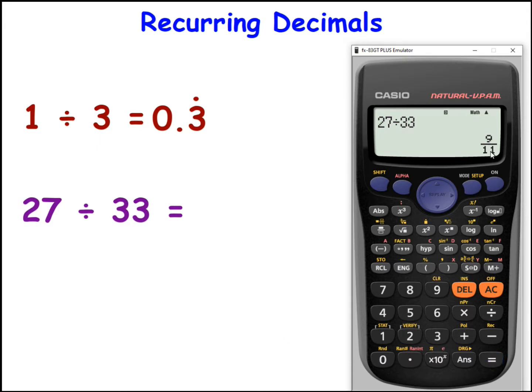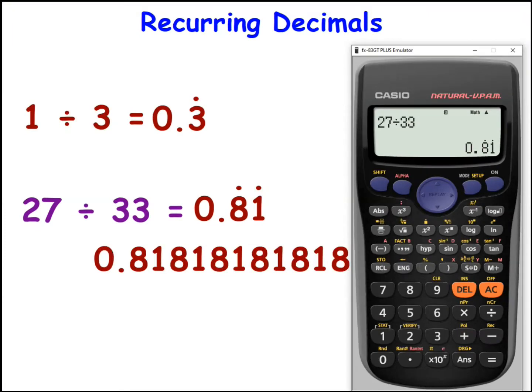So the answer is 9 over 11. However, when we press the SD button to get our decimal, which is what we really want, you get 0.81 with the recurrence over the 8 and the 1. Now, with these two recurrences, anything between the two dots is repeated. So what this really means is it's 0.81818181 and it goes on forever. And that's just a quick reminder on the recurrence symbol on the answer line of your calculator.